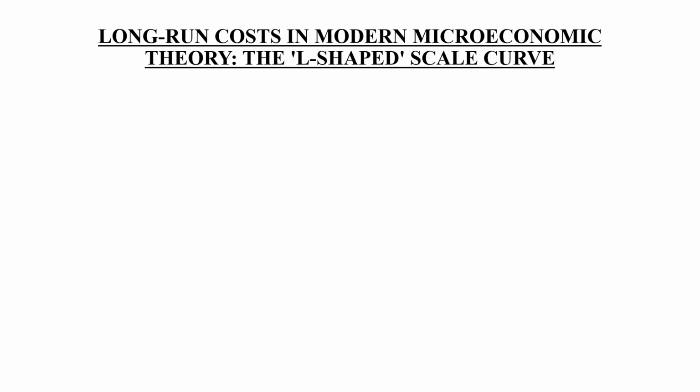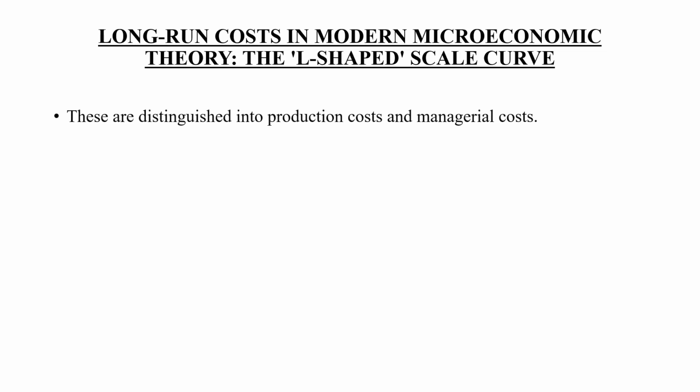Now let's look into the long run cost in modern microeconomics theory, that is the L-shaped scale curve. These are distinguished into production costs and managerial costs. All costs are variable in the long run and they give rise to a long run cost curve, which is roughly an L-shaped curve. The production cost falls continuously with increase in output.